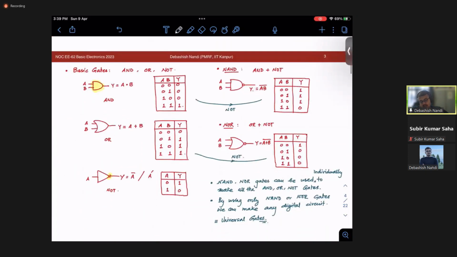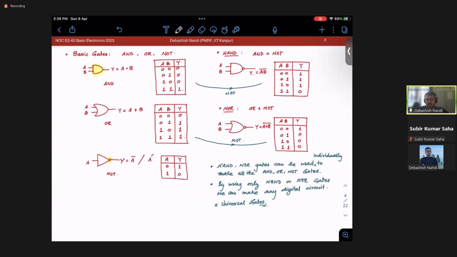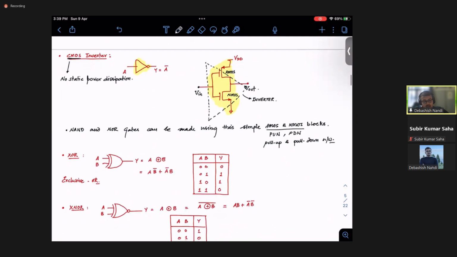So far we have studied what the basic gates are. We have seen that basic gates are AND, OR, NOT, and how the truth table looks, and then we told you what NAND and NOR gates are and why these are called universal gates, and the truth table of those. Then we told you something about the CMOS inverter, why we use it and how the circuit looks in terms of transistors, because we know that transistors are the basic building blocks. You can make your NAND and NOR gates simply by using these PMOS and NMOS configurations, right? Using proper pull up and pull down networks.